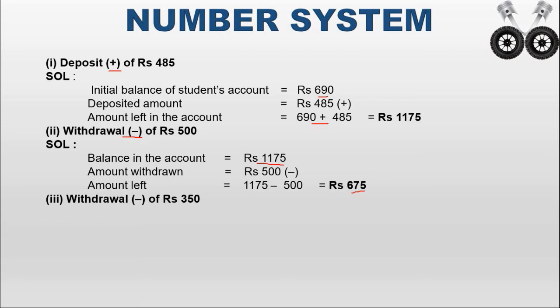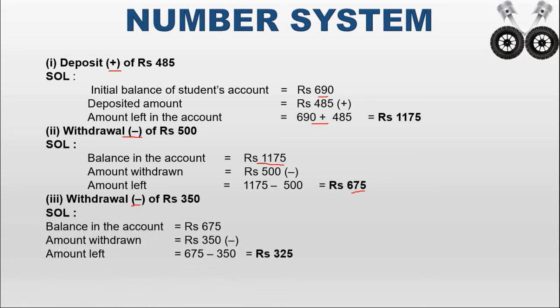So what is the third one? Withdraw of rupees 350. Again I am withdrawing. Withdrawing means I am taking the amount from the bank. So again the amount is reduced. That means we have to put the negative sign. So now the initial balance is 675. In that, how much amount am I withdrawing now? 350 rupees. So that means you have to subtract. So 675 minus 350, you will get the answer as 325. So now in the account we have the amount 325 rupees.